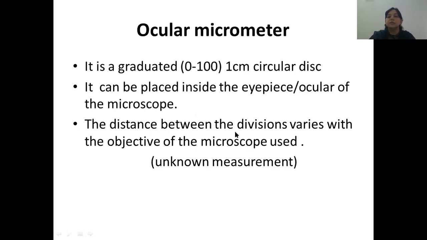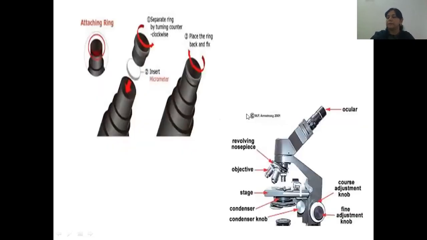Now the distance between the divisions, this is what we have to see. The distance between the divisions varies with the objective of the microscope used. That means the distance between two divisions of an ocular changes with the microscope and the objective of the microscope that you are going to use. So this is an unknown measurement.